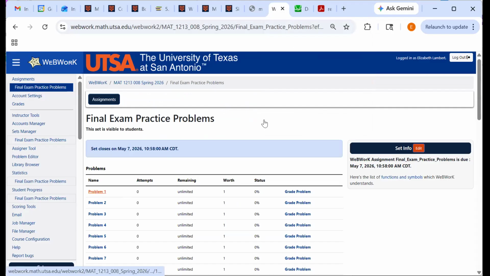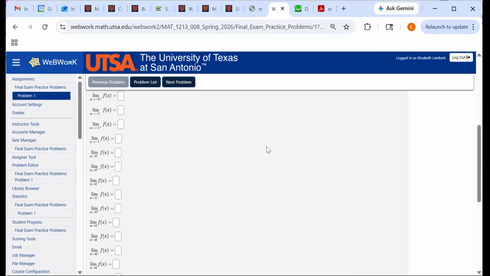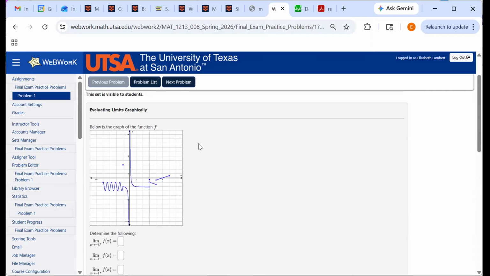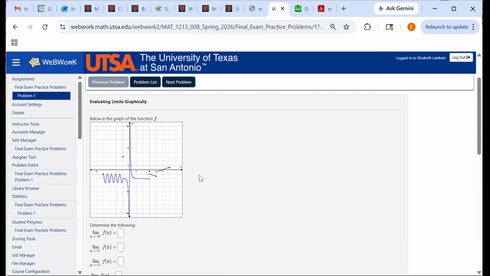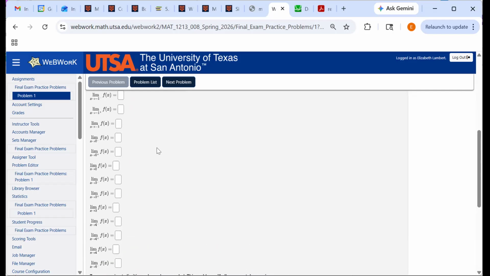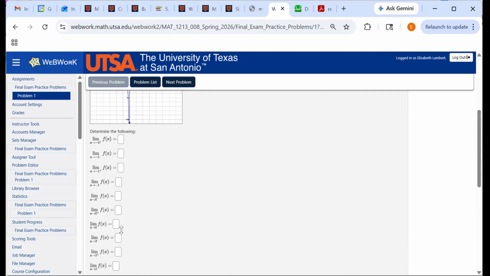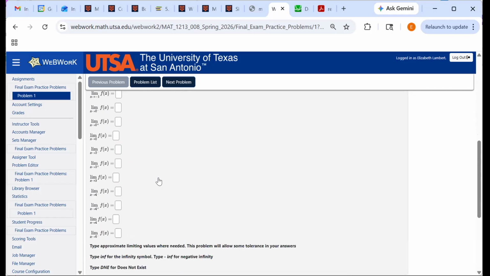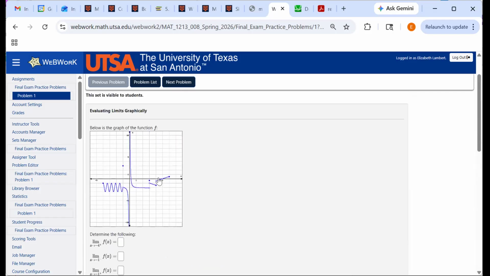But let's go ahead and dig into some of these practice problems. All right, so our first one here has a very ridiculous graph. And it asks us about figuring out what the limits are from the left and the right of a whole bunch of different values. So this was very similar to question 1 on exam 1.